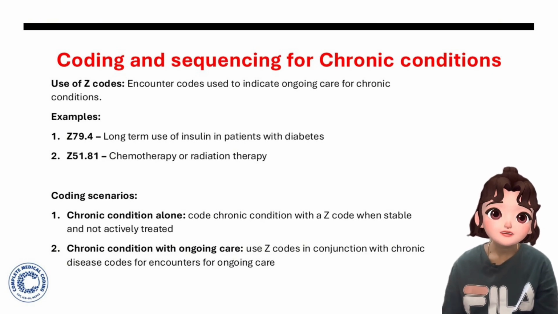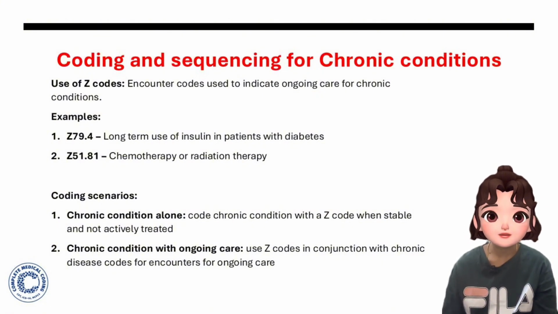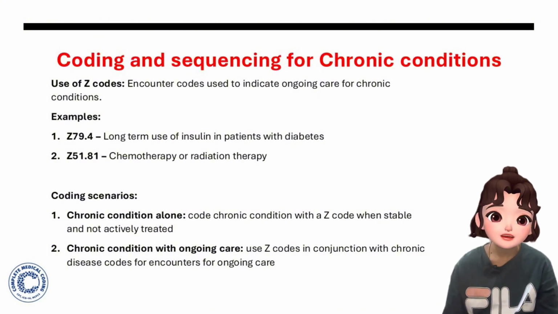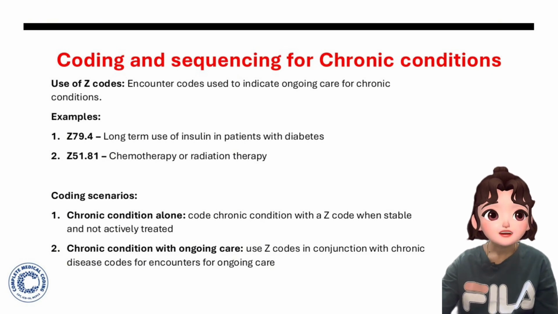Now, chronic condition with ongoing care. It means continuous treatment. Use Z codes in conjunction with chronic disease codes for encounters for ongoing care. If there is a continuous treatment going on for the patient, then you have to code Z codes along with whatever chronic condition the patient is having. Okay, so that's how you have to code the chronic conditions.